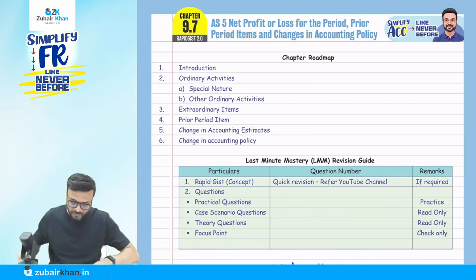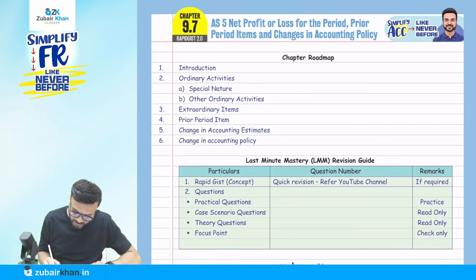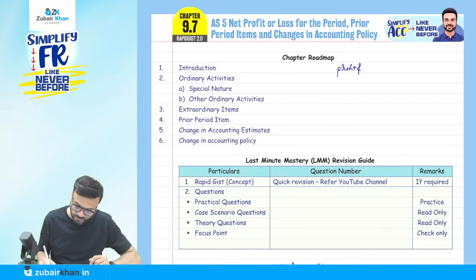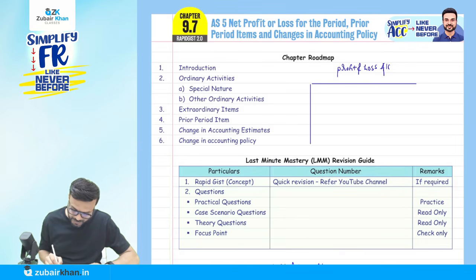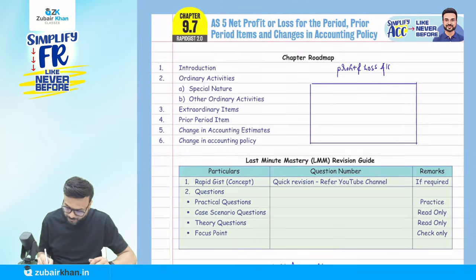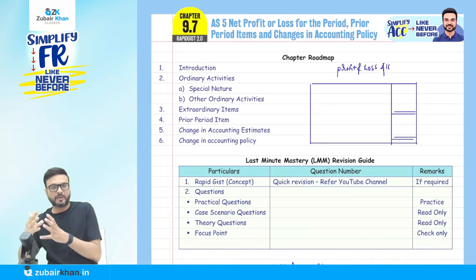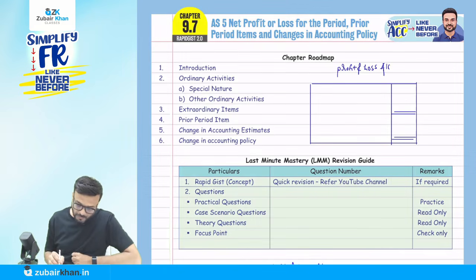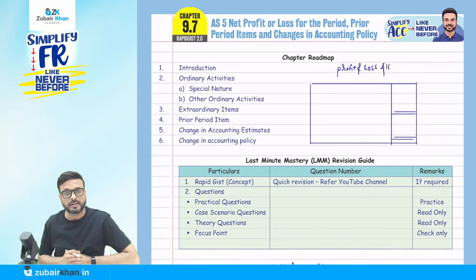Now imagine a profit and loss account in your mind. Suppose this is the profit and loss account. When I see the profit and loss account, there are so many items that come into it. To make it simple, we write it down as per Schedule 3: income, then expense. Now in my profit and loss account, there are many types of items.